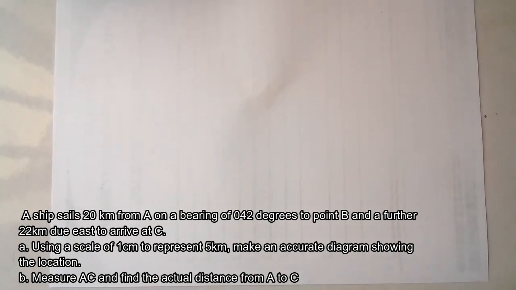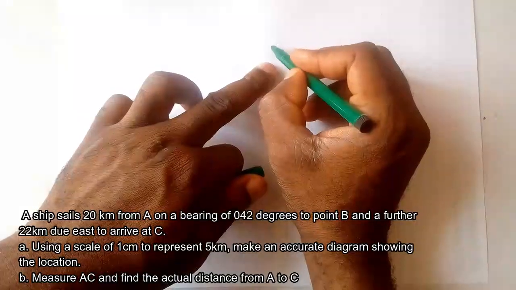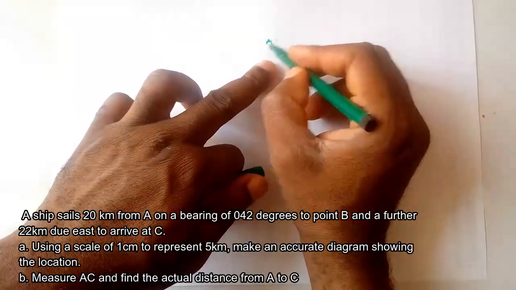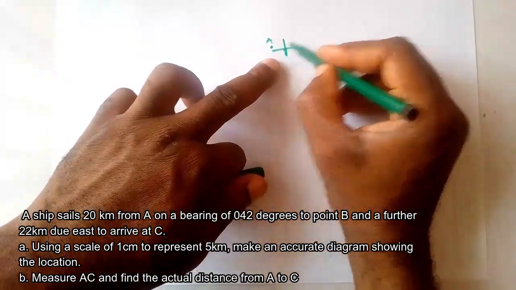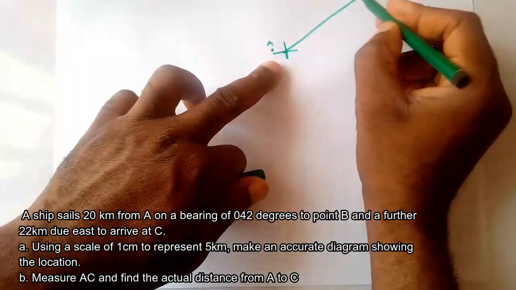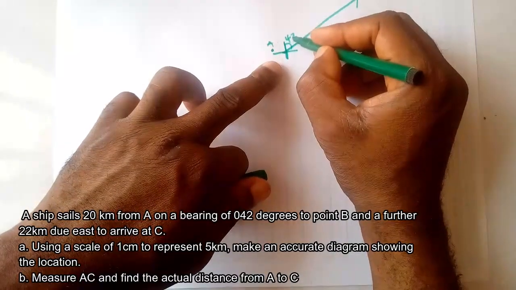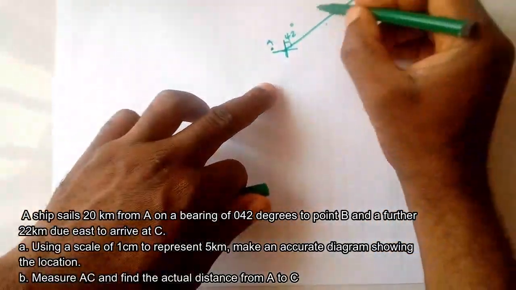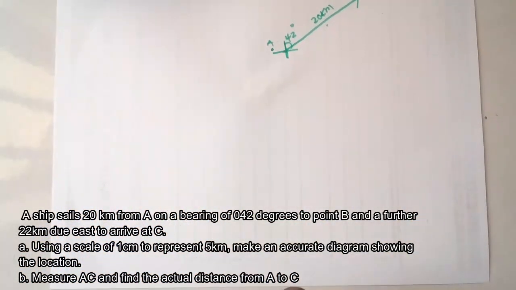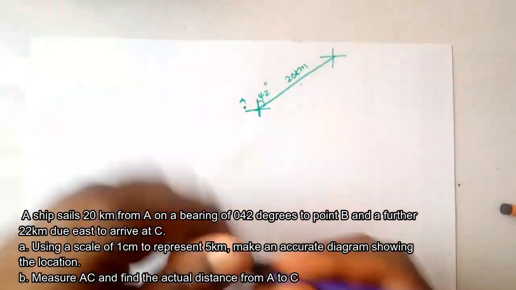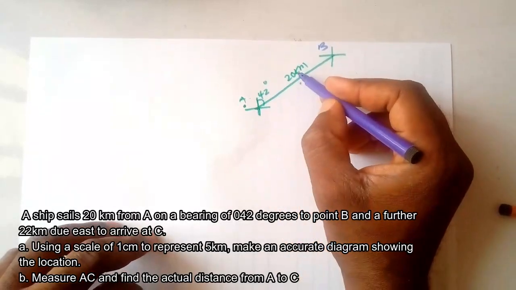Well, we have the starting point. The starting point is A. The ship starts from here, A. Remember, this A is nothing, but we have to draw the cardinal point to represent the A, and it moves on a bearing of 042 degrees. This is the bearing. The angle here is 42. 042 is taken as 42 degree. And what is the distance? 20 kilometer. To point B. This is point B. It moves from here to this point. The bearing is 42 degree. The distance is 20 kilometer.